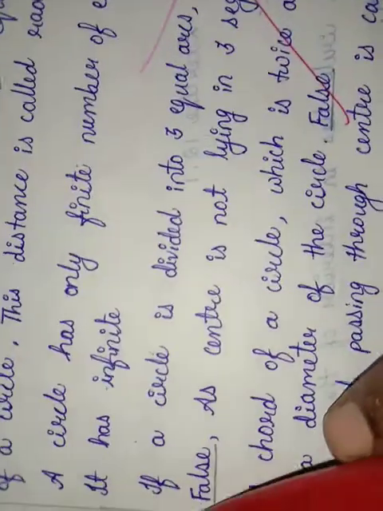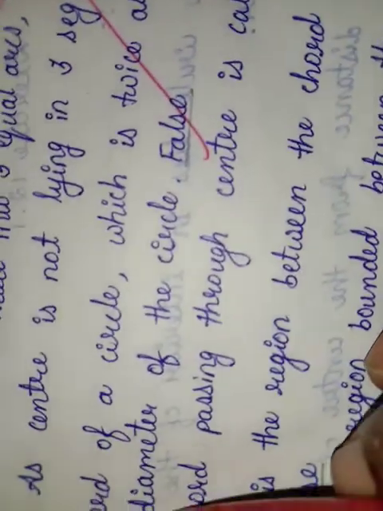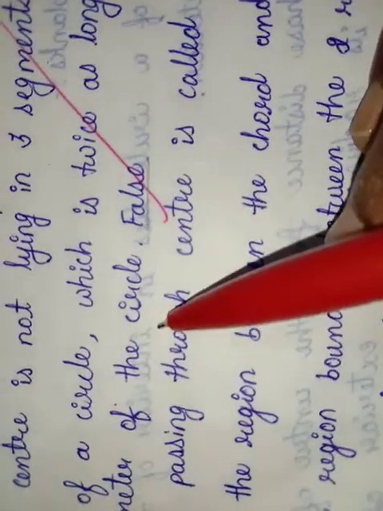The next, third one: if a circle is divided into three equal arcs, each is a major arc. False, as the center is not lying in the three segments. So the next, fourth one: a chord of a circle which is twice as long as its radius is the diameter of the circle. It is false. The chord passing through the center is called a diameter.